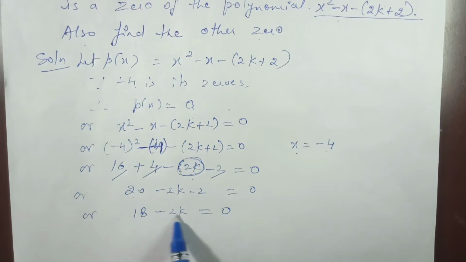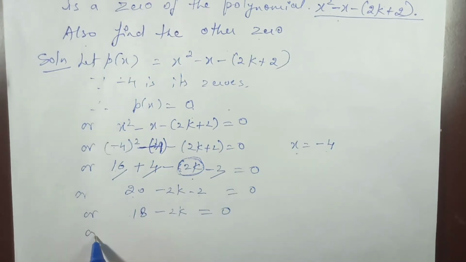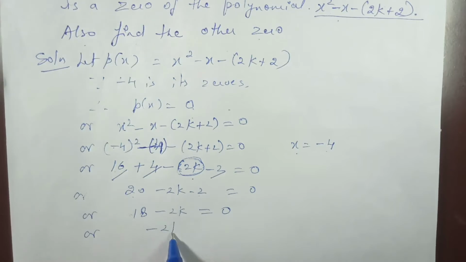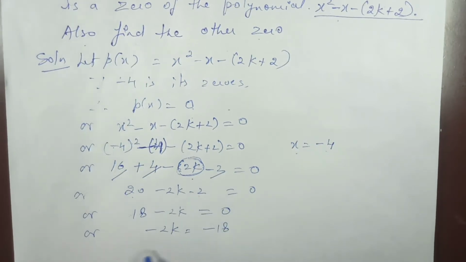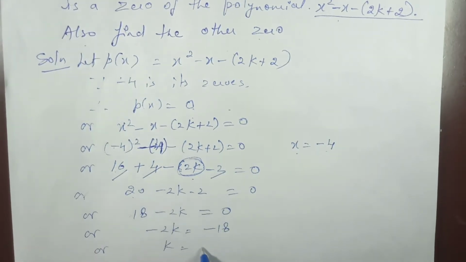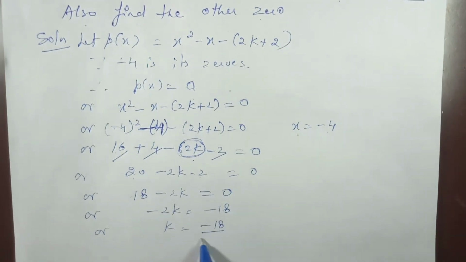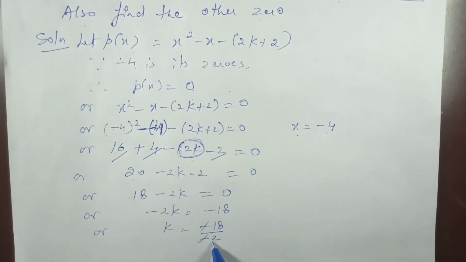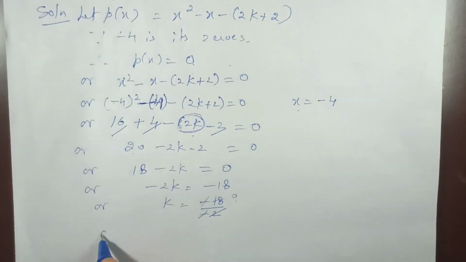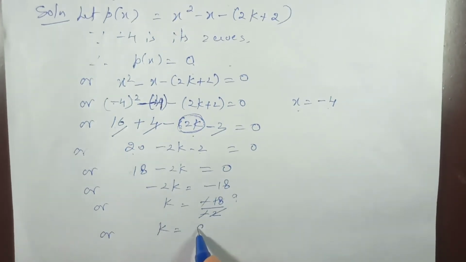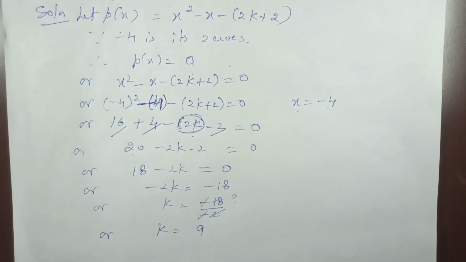Now for finding the value of k, first we have to transpose 18 to the other side, so it will move with a negative sign, and k is equal to minus 18 divided by minus 2. Negative will cancel, 2 9s are 18, so here we are getting the value of k equal to 9. So we see the value of k is equal to 9. So we get one of the values. Now next we have to find the other zero.